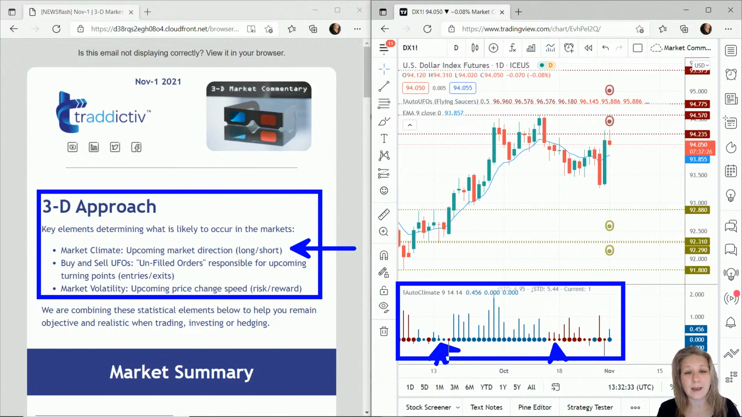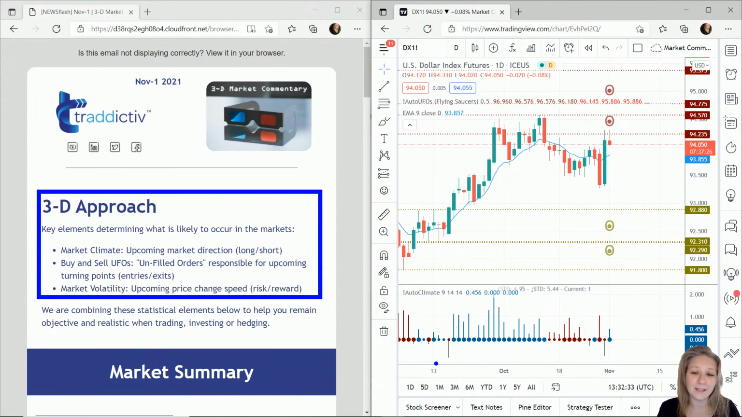So we're going to look at that per market. Now we're looking at a daily chart per market, but essentially what we're looking at here is on the daily chart of these markets that we're looking at, where are the probabilities? Up, down or nowhere? And we'll use the AutoClimate app to help us with that.